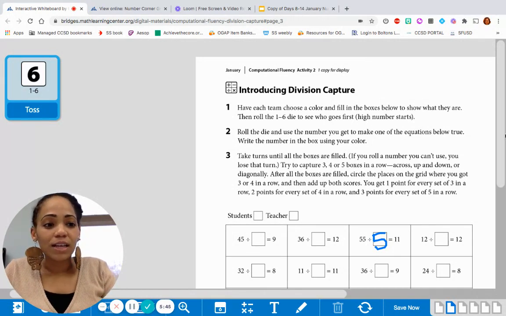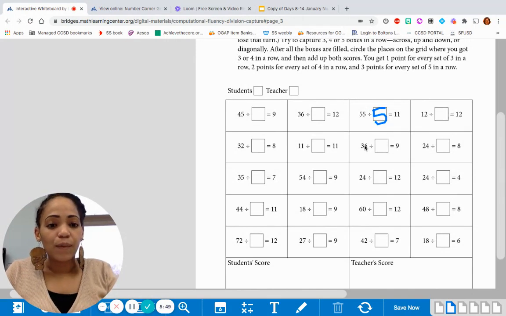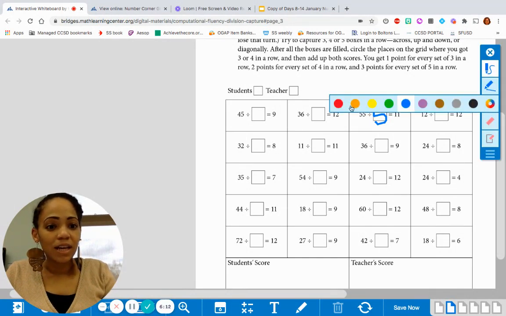So this time we tossed a 6. So we have to place 6 somewhere where it would make the number sentence true. Where could we place the 6? 6 times 9, no. 6 times 8, no. 6 times 7, no. 6 times 11, no. Is 6 times 4 24? It is. So I can place a 6 here.